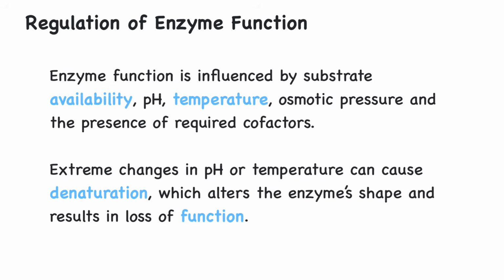Enzyme activity is not constant and is tightly regulated by the cell to meet changing metabolic needs. Enzyme function is influenced by substrate availability, pH, temperature, and the presence of required cofactors. When substrate levels are low, reaction rates decrease, and when substrate is abundant, enzyme activity increases until the enzyme becomes saturated. Extreme changes in pH or temperature can cause denaturation. This alters the enzyme's three-dimensional shape, including the active site, and results in a loss of function.